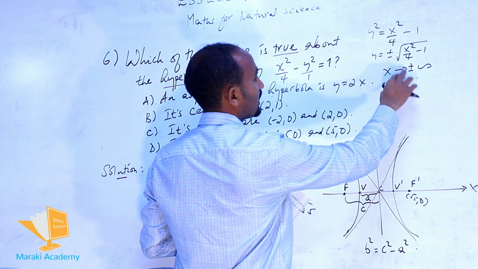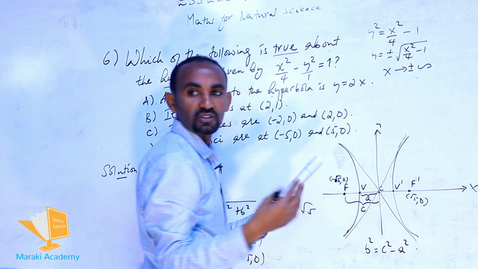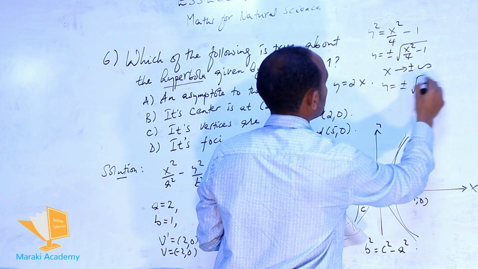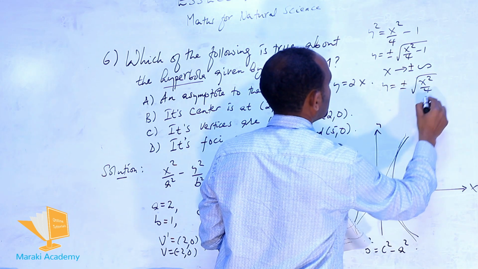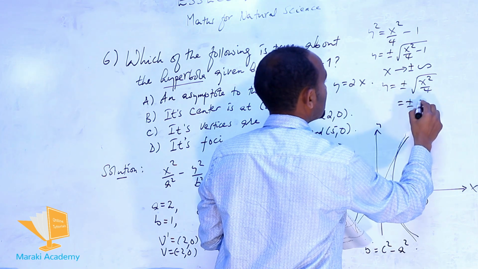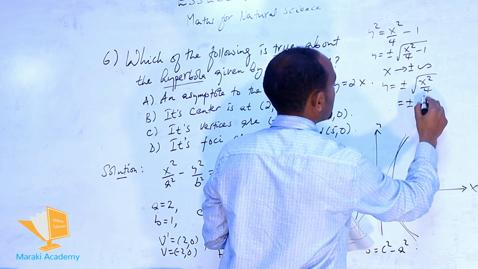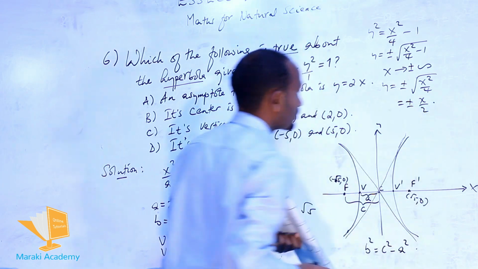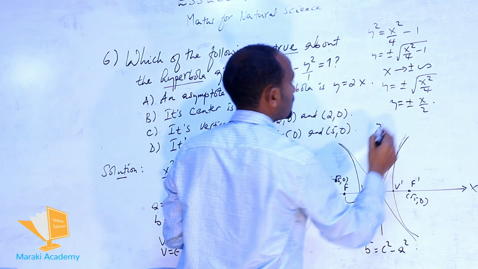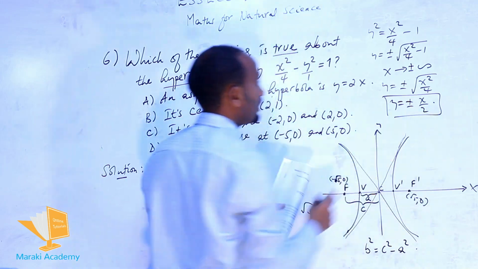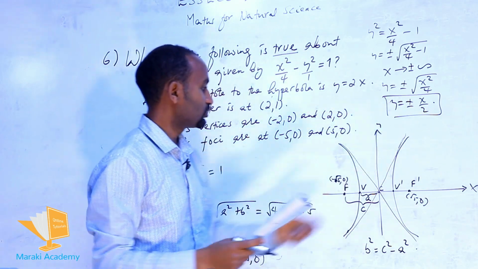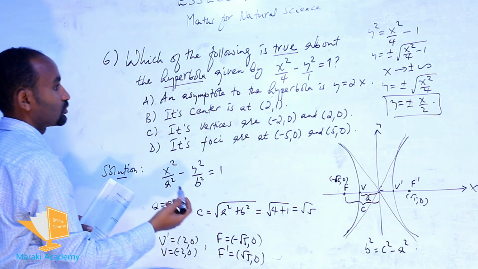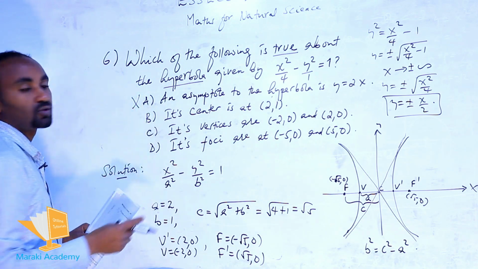As x goes to plus or minus infinity, the minus 1 becomes insignificant. So y becomes plus or minus the square root of x squared over 4, which means plus or minus the absolute value of x over 2. So the asymptote is y equal to x over 2, or y equal to minus x over 2. So this is not correct.